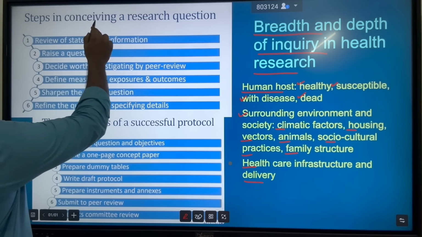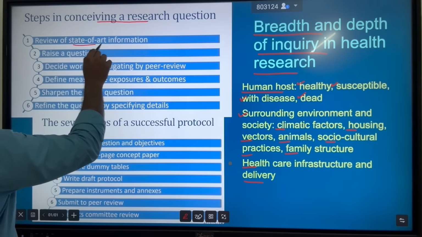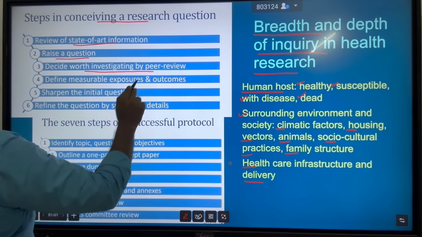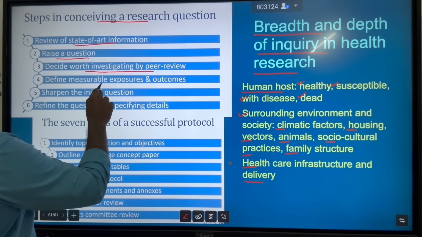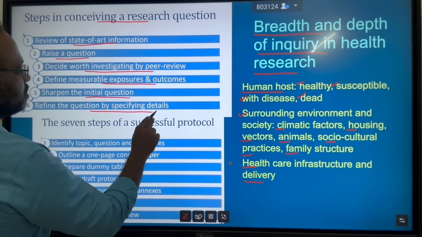Here are the steps in conceiving a research question. First, we need to review the state of art information. We need to raise a question, decide worth investigating by the peer review, define measurable exposures and outcome, sharpen the initial question, refine the question by specifying details.